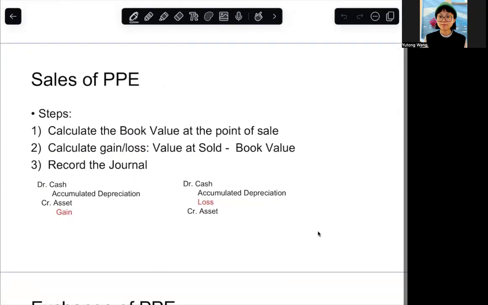First, let's talk about how to do the sales of PPE. How to record the sales, how to calculate the gain and the loss, how to record the gain and loss. So there are several steps. First, you should calculate the book value at the point of sale. So how to calculate it? You use the cost, or original cost, minus the accumulated depreciation. That is equal to the book value at the point of sale.